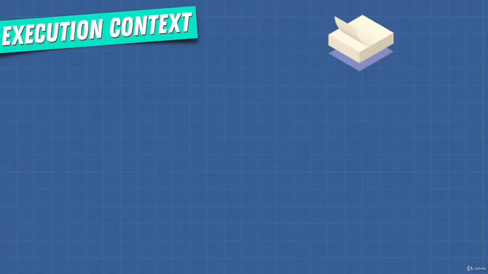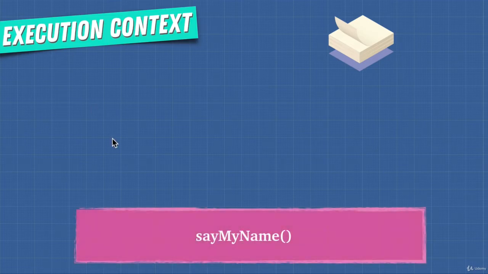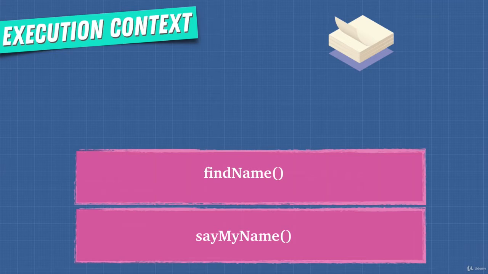Well, when the JavaScript engine sees those brackets, it's going to say, oh, I'm going to run a function and create an execution context. So the first thing it does is create an execution context, sayMyName, and add this execution context onto the stack. Remember our call stack, right? And then it tries to run this function and sees that, oh, this function is calling another function. So I'm going to create a new execution context because I'm going to see these brackets. That's called findMyName, and there we have it, another item that gets pushed onto the stack.